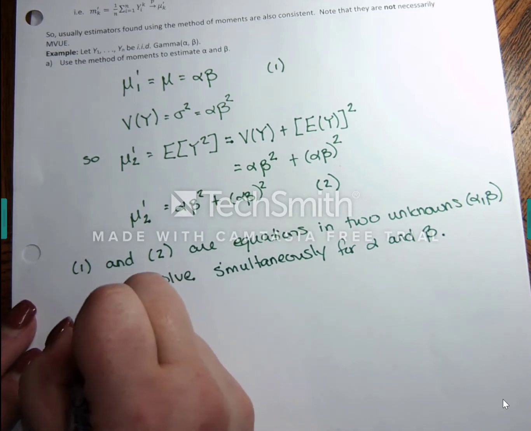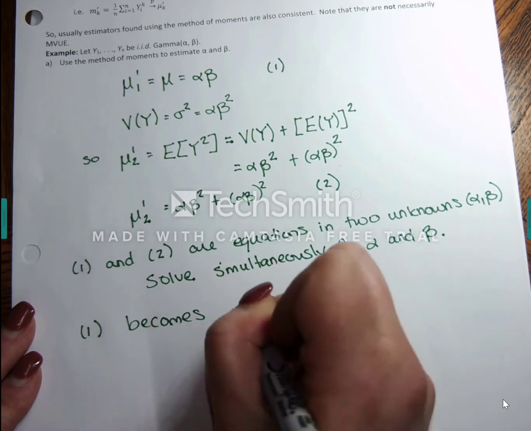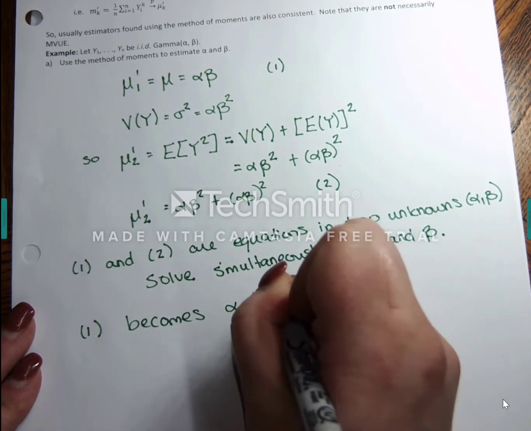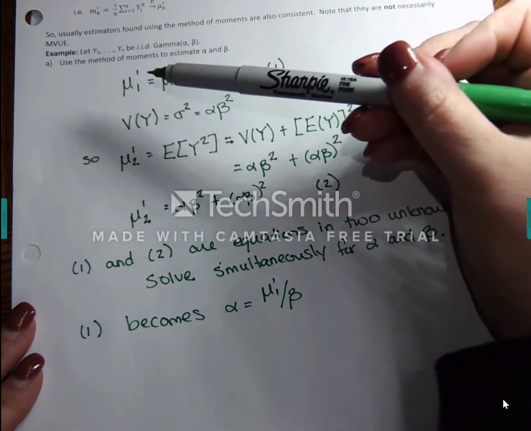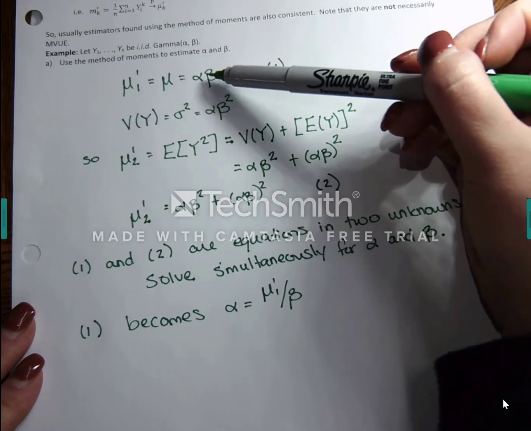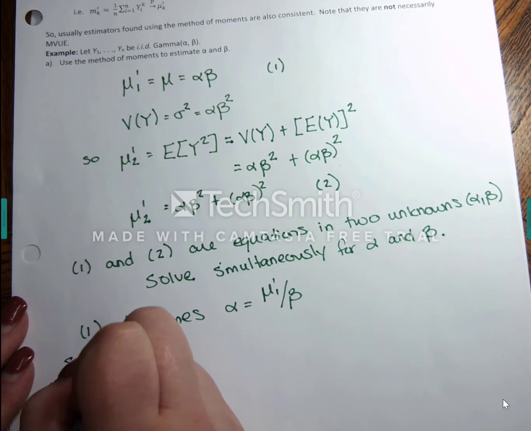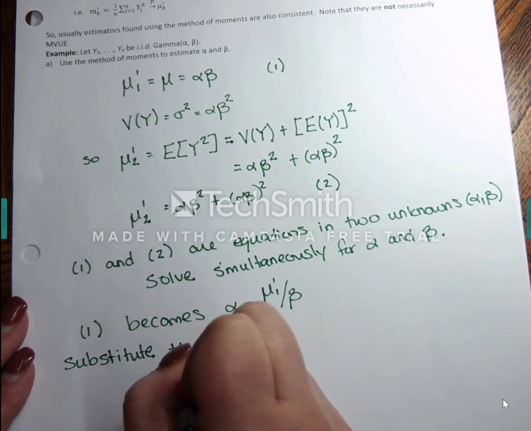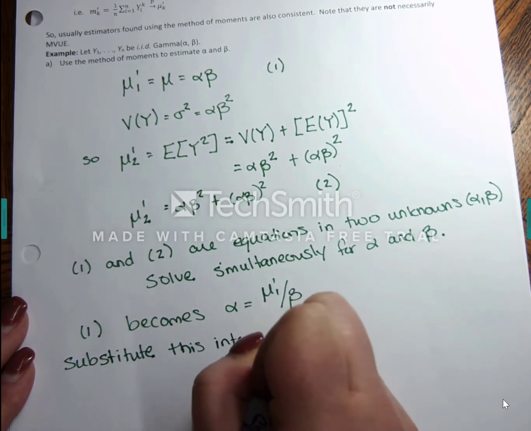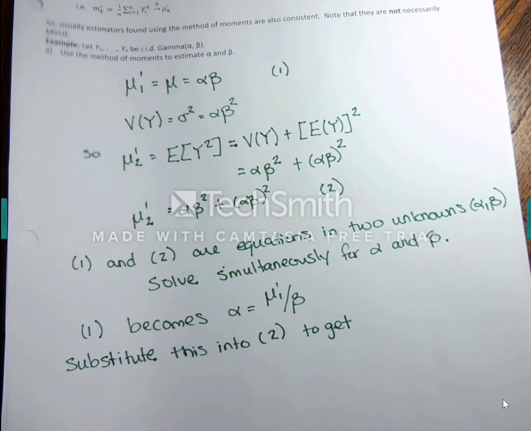So first, looking at equation 1, notice that it becomes alpha, which is equal to mu prime 1 divided by beta. And so we get that by just multiplying both sides by beta. So we're going to substitute this into equation 2. And this is what we're going to get when we do that.